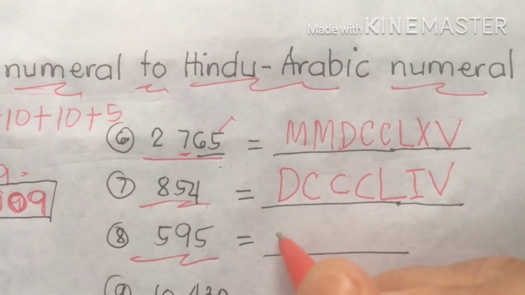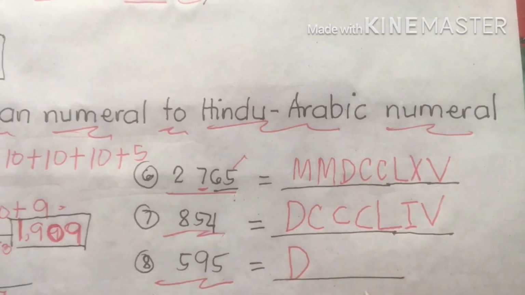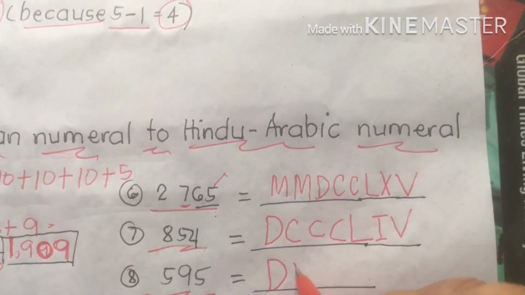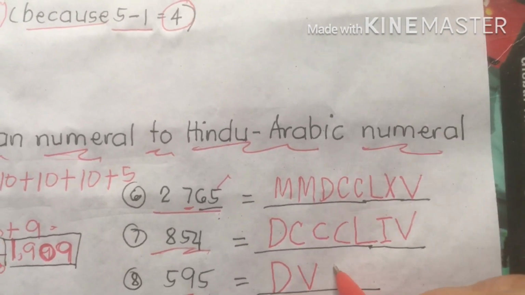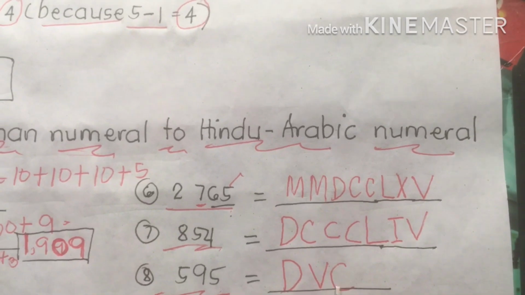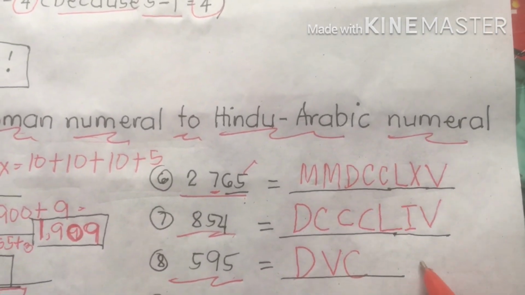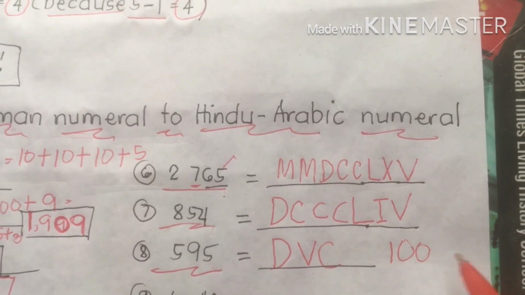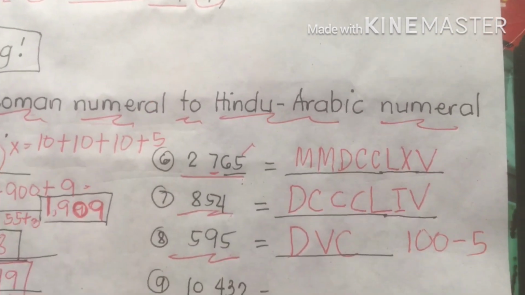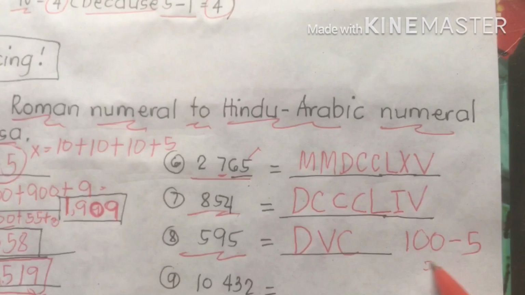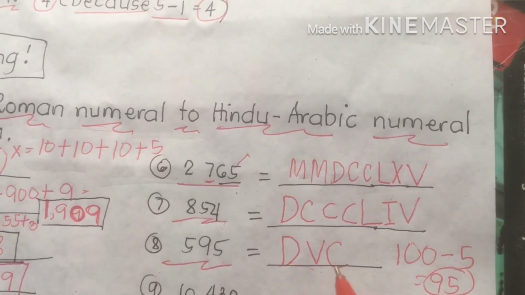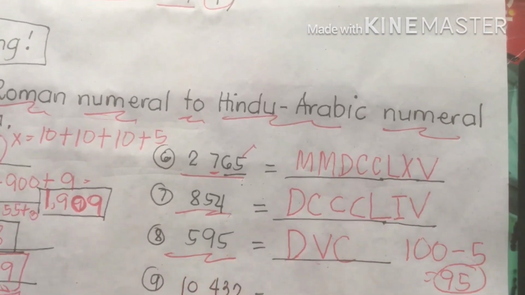595. We're going to write D, our 500. Next, 95. So we have V and C. Remember, C is 100, V is 5. This is what we call 100 minus 5. That's the result, 95. This is DVC, which stands for 595.